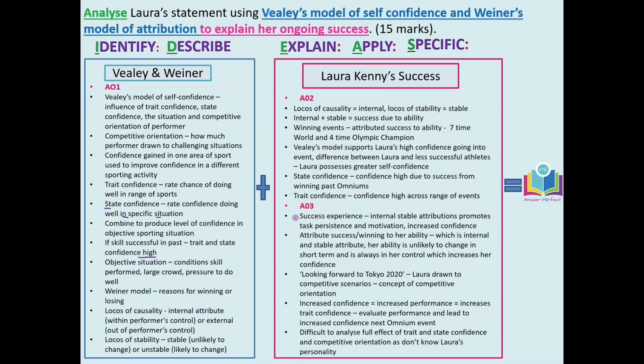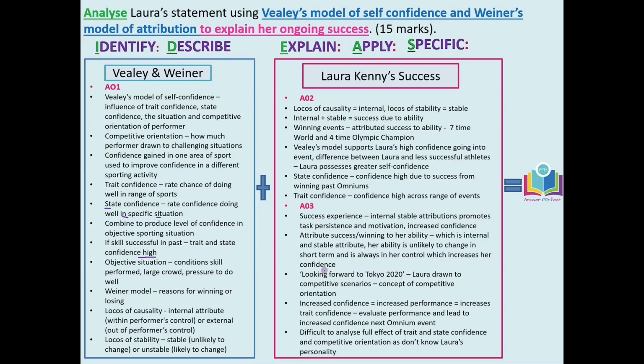AO3, well, her success is obviously down to experience. She has internal and stable attributions, which helps to promote her task persistence, so she sticks with it and increases her motivation, which obviously increases her confidence. Because she can attribute her winning to her ability, that attribute is internal and stable. Her ability is unlikely to change in the short term, and it's always in her control, so it increases her confidence.